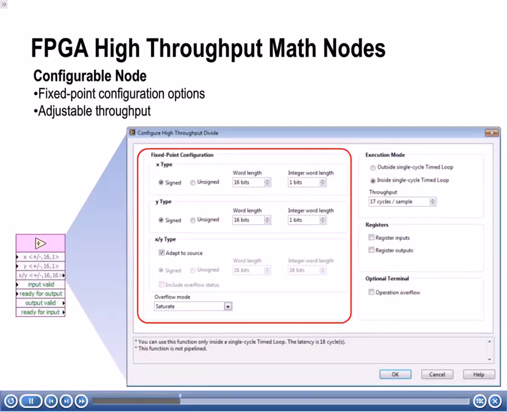So in this slide, we have an example of one of the high throughput math nodes. In this case, we're looking at the divide function. If you use this one, notice that you can double click it and you get some configuration options. You can configure the fixed point configuration, as you can see in red, and also you can configure the throughput as well. So as you're changing things up and changing the fixed point configuration, that could also affect what kind of throughput you can get.